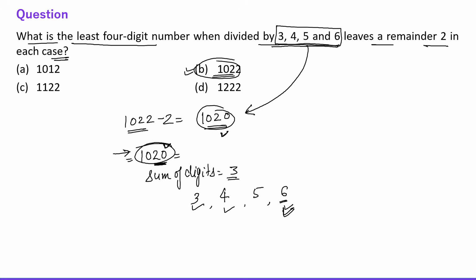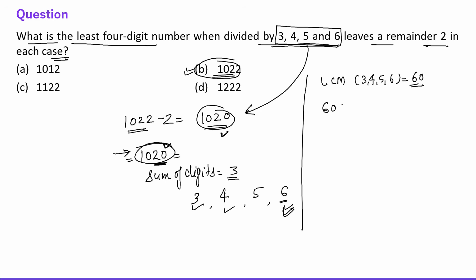So if you don't know the process, you can solve this question like this. Or if you know the process, then how to solve this question? Let me tell you the process also. Here just find the LCM of 3, 4, 5, 6. What is the LCM of 3, 4, 5, 6? LCM is 60. So just find the least multiple of 60, which is a 4-digit number.